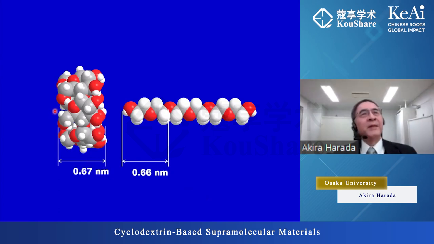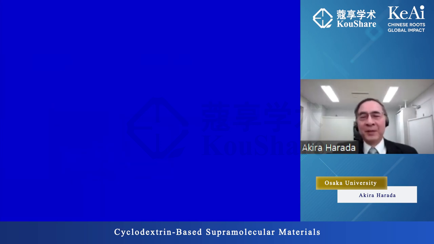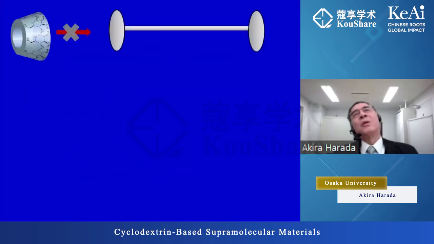depth of the alpha cyclodextrin cavity. This is the side view of the alpha cyclodextrin cavity, so you can imagine. But in addition, we found that the alpha cyclodextrin did not form complexes with a polyethylene glycol chain with a bulky substituent at both ends here.